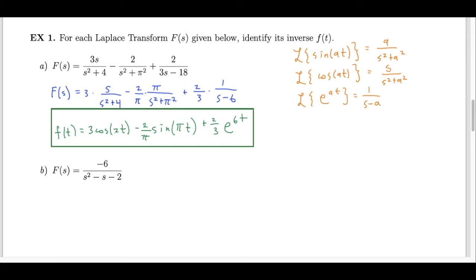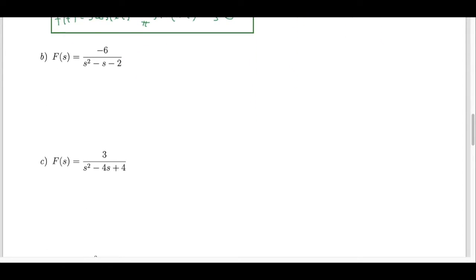That example was in fact pretty straightforward. I'm expecting that subsequent examples will get a little bit more complicated. Let's take a look at part B. In part B, I once again have a fraction for my capital F of s. And some of these terms look kind of familiar. I've got s squared. But comparing to the forms that we saw in the last lecture, I am used to seeing a denominator that looks like s squared plus a constant squared.